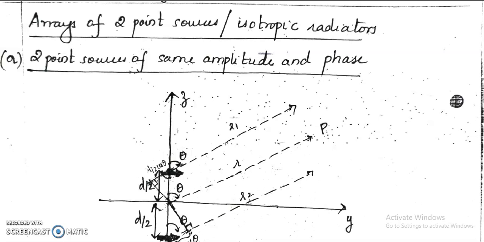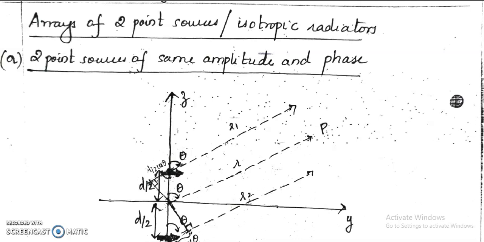Hi, here we discuss about array of two isotropic point sources. We know what is meant by isotropic radiators. Isotropic radiators means same radiation intensity in all directions. And what is meant by point sources? Point source means we consider infinitesimally small antenna elements. That's why we call them point sources.